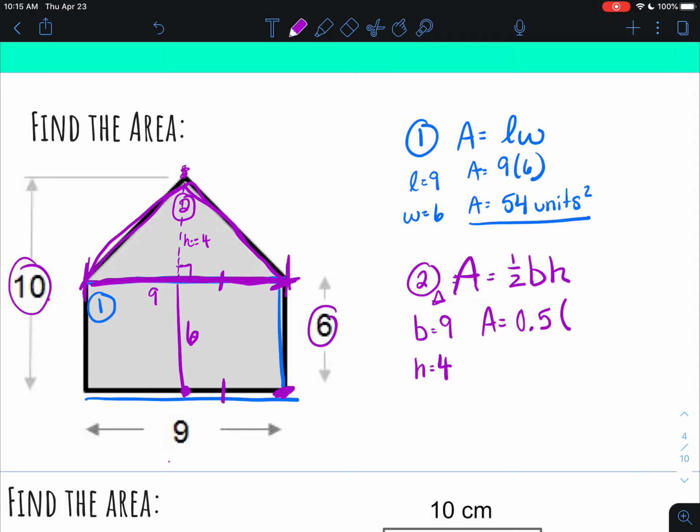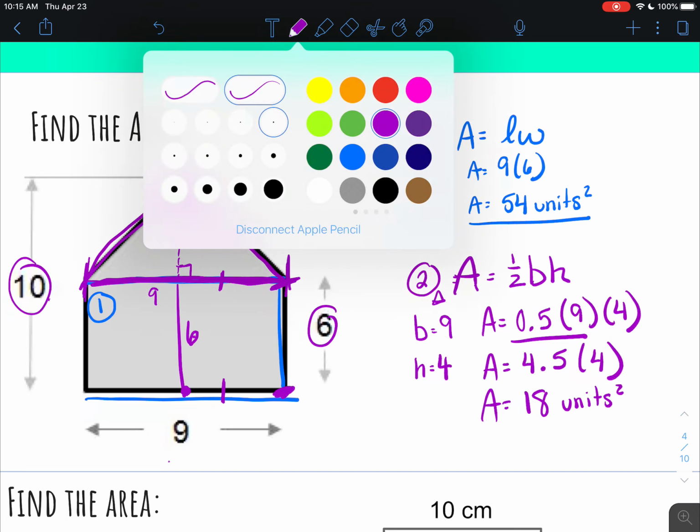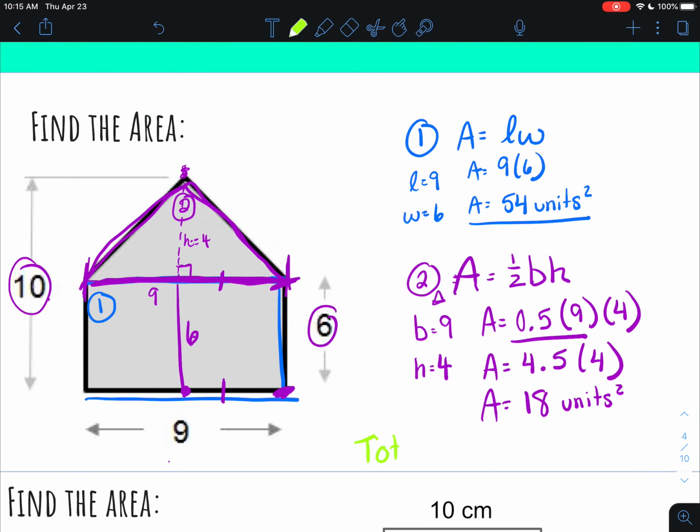Area equals 0.5 or 1/2 times 9 times 4. So 0.5 times 9, 4.5 times 4. So area equals 4.5 times 4, and you should get 18 units squared. Don't forget, you're not done. You have to add them together. So the total is 54 plus 18. So you should get 72 square units as your area of your compound polygon.